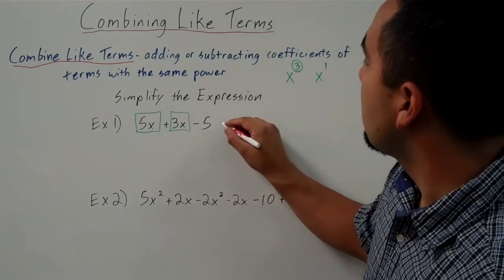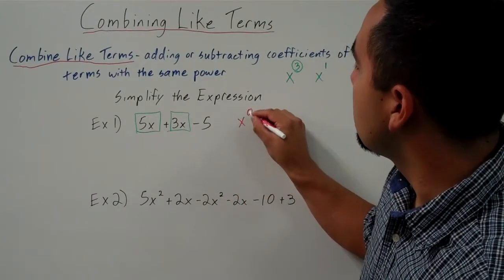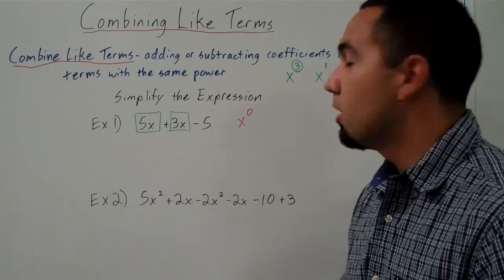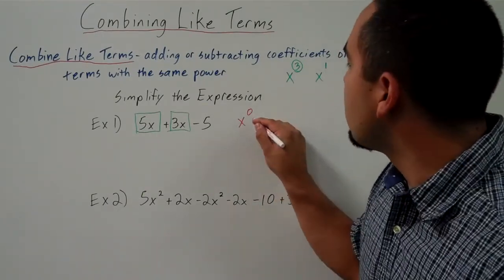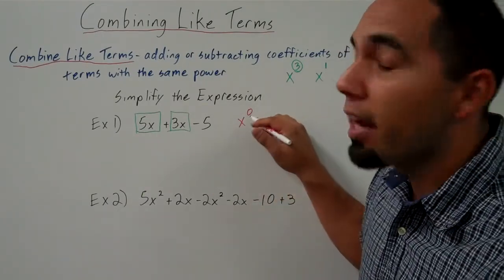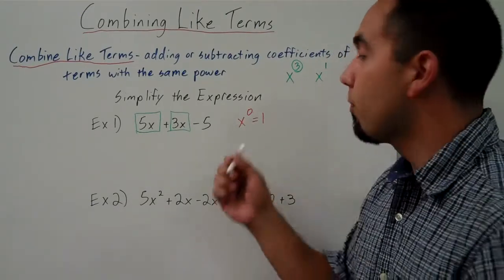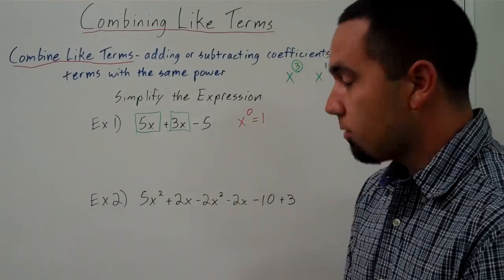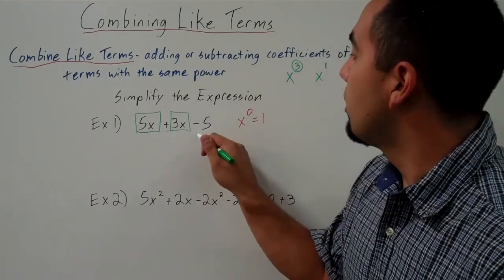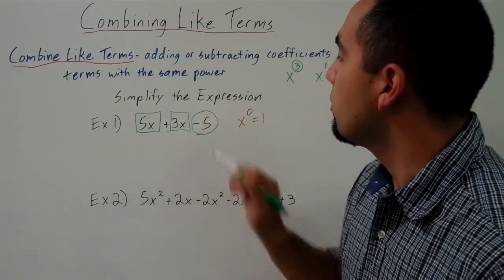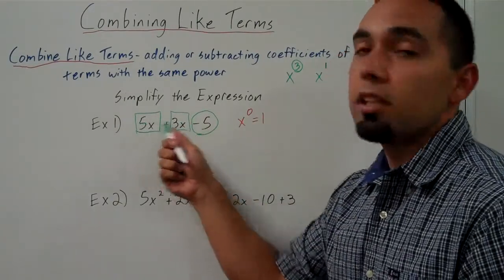Real quick, does anybody know what the power would be of this one? It's actually x to the 0 power. I can explain that more in class, but basically it's because any number to the 0 power equals 1. But anyways, this one right here, the -5, I'm going to put a circle around it, because it's a different term than these two.